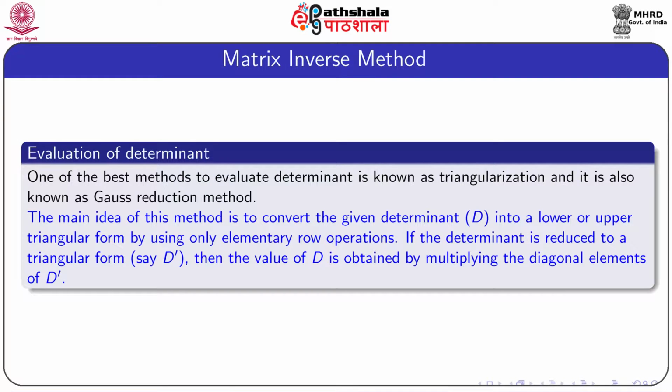The main concept of the Gauss reduction method is to convert the given determinant into a lower or upper triangular form by using only elementary row operations. If the determinant is reduced to a triangular form, say d dash, then the value of the original determinant is obtained by multiplying the diagonal elements of the reduced determinant d dash. So, this is the basic concept of the Gauss reduction method.